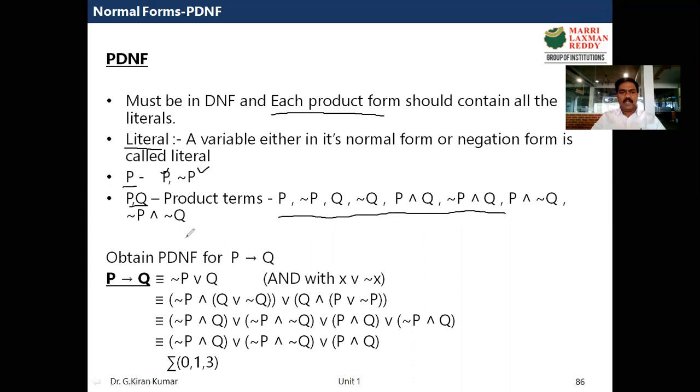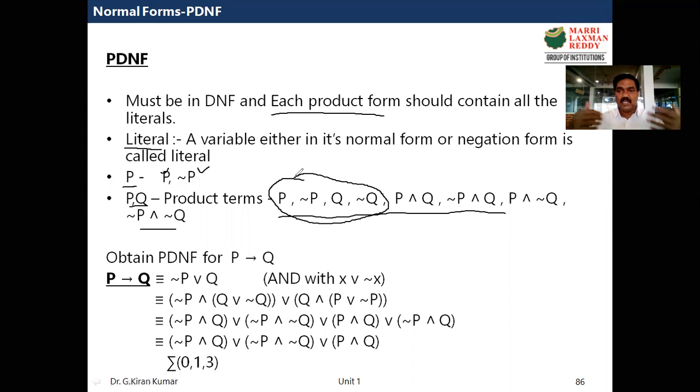But in the PDNF, if you observe carefully as per the definition, it must be in DNF. Basically, DNF is a sum of elementary products. That means elementary products are separated with OR. And each product term should contain all the literals, which means these product terms are not allowed in the PDNF. In the DNF, these are allowed, but these product terms are not allowed in the PDNF.